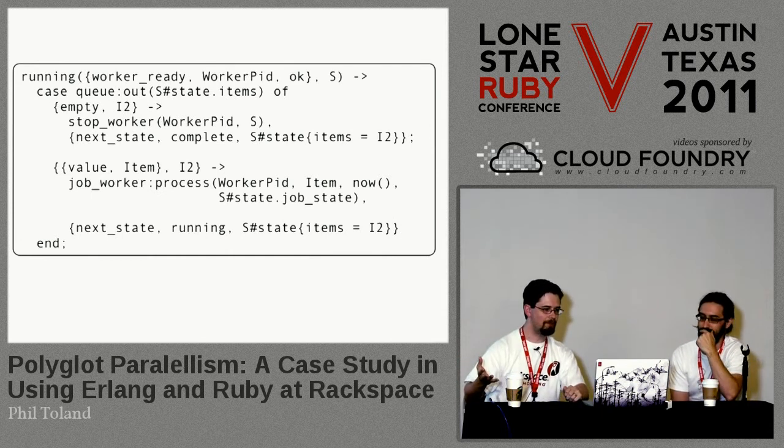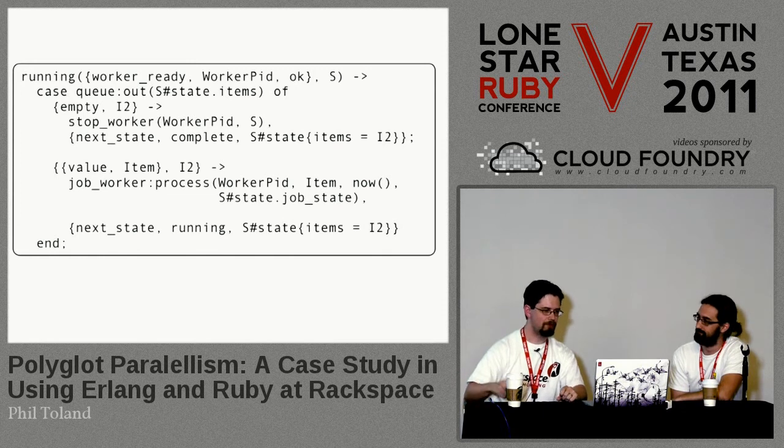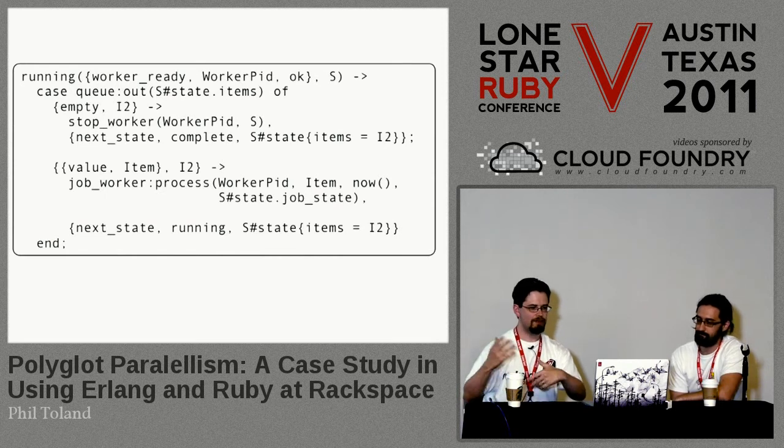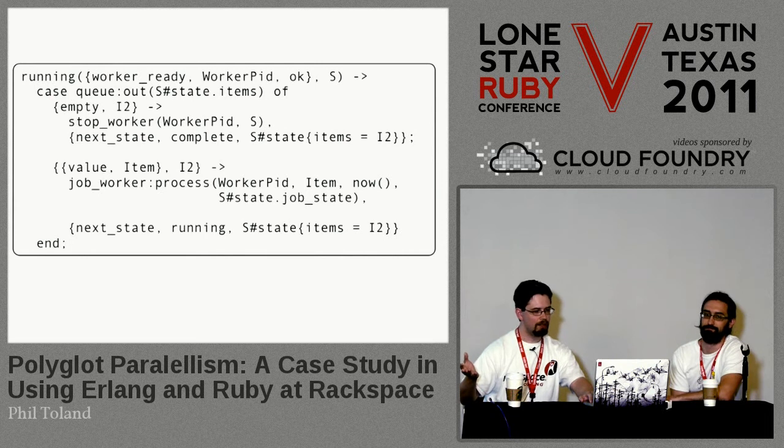If we actually get something off of that queue, then we call job worker process, which is that worker process we discussed earlier. And we pass in the PID, the item we want processed, the start time, and a piece of state that we will carry around for the worker. And then we call next state running, which basically keeps us in the running state. And we pass in the new list of items, which is now one less than it was before.